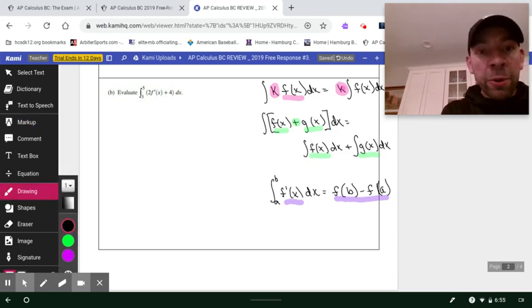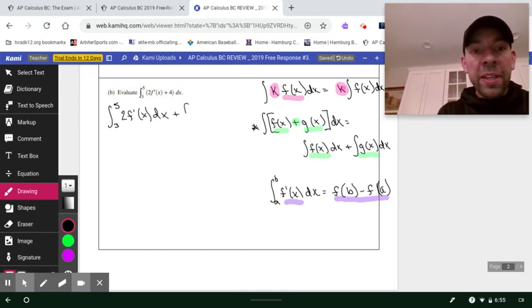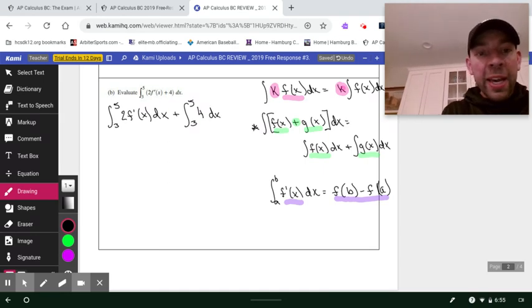So the first thing I noticed right here was I'm going to use this rule right here to split it up. So I've got the integral from 3 to 5 of 2f prime of x dx plus the integral from 3 to 5 of 4 with respect to x. And now I could use this rule right here where I basically grab this 2 and slide it out front. So this is going to be 2 times.